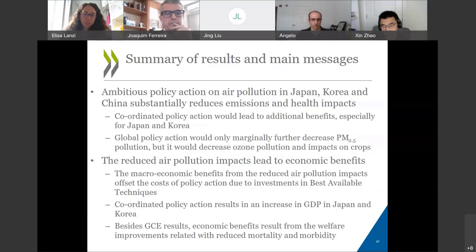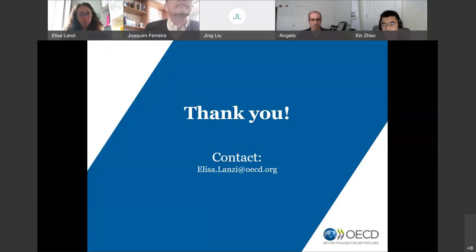In this context, we also find that coordinated policy action results in an increase in GDP in Japan and Korea. And as I said, besides the CGE results, there are additional welfare improvements that come from the premature deaths, but also some effects that we couldn't take into account, such as benefits for ecosystems and also co-benefits for climate change. With that, thanks very much. And I'll be happy to answer questions.